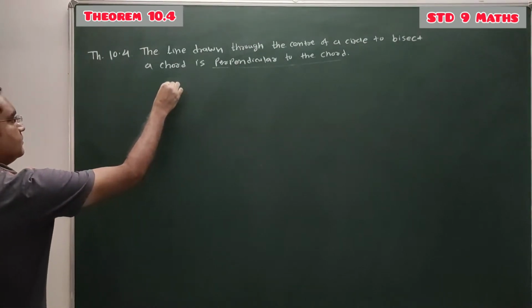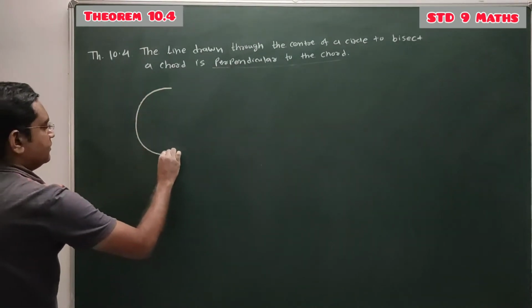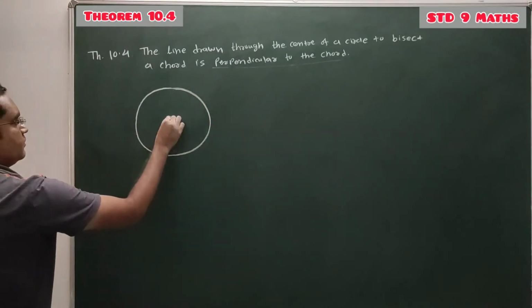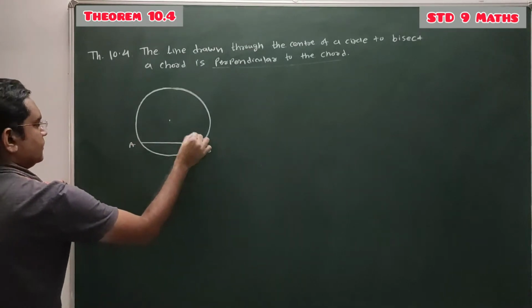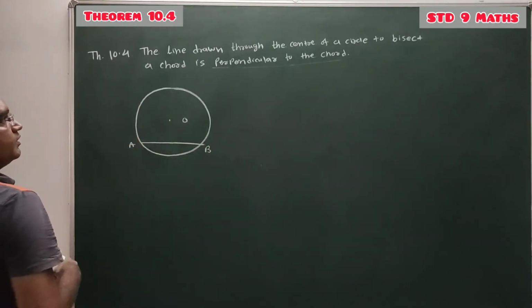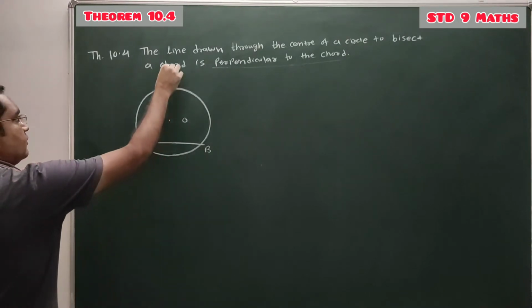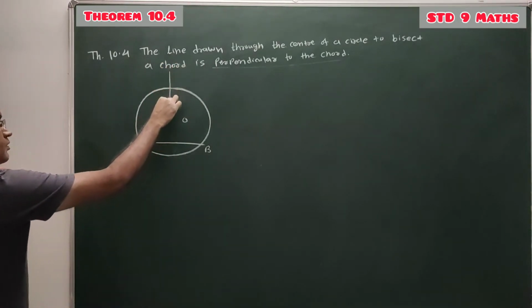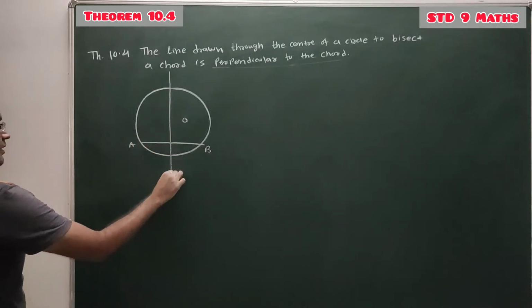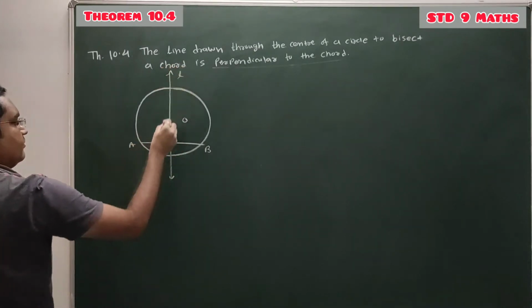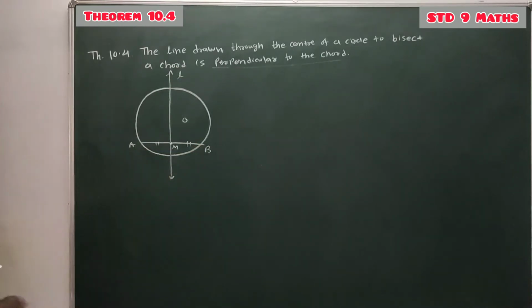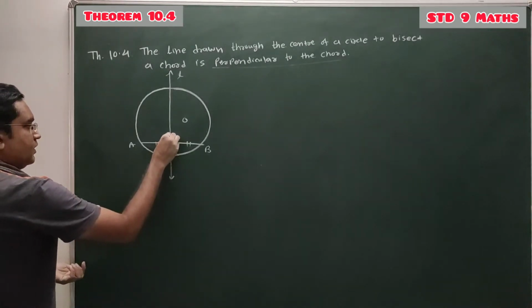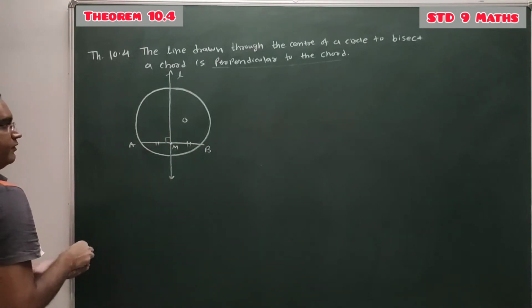So, what is the diagram? Circle is given. In the circle, a chord is given. The center of the circle is O, and a line is drawn through the center of the circle. So one line L is passing through the center of the circle, and that line L bisects the chord. So here M is the midpoint of AB. This is given. So here we have to prove this line is perpendicular to AB. That we have to prove.